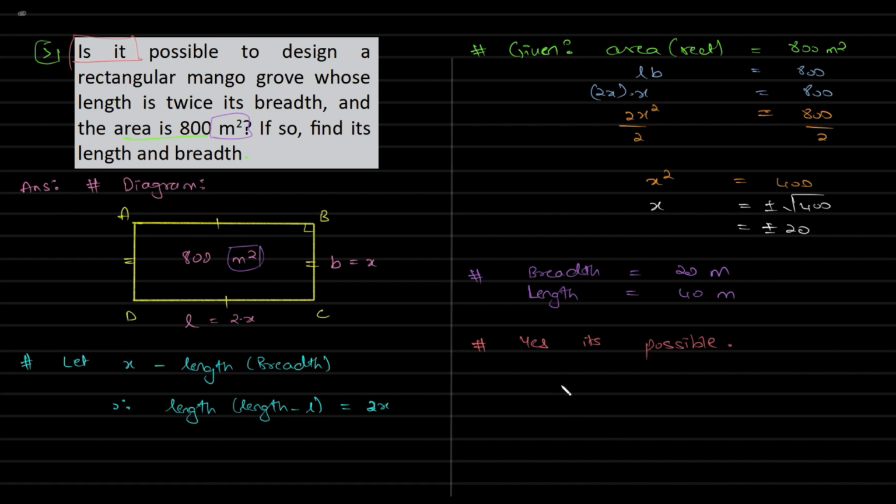And it's important to conclude the answer with what the question is about. The question is about, is it possible? One part of it, yes, it is possible. And find the value, and we found the value. So each of these will carry half a mark.